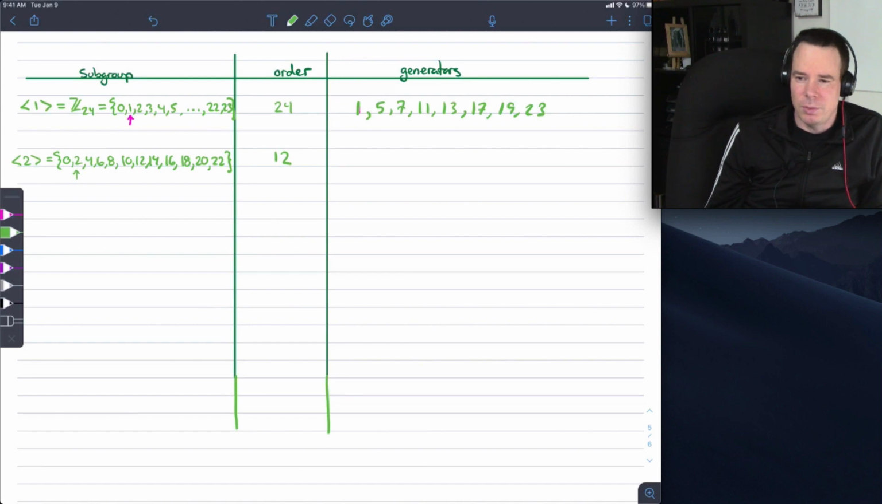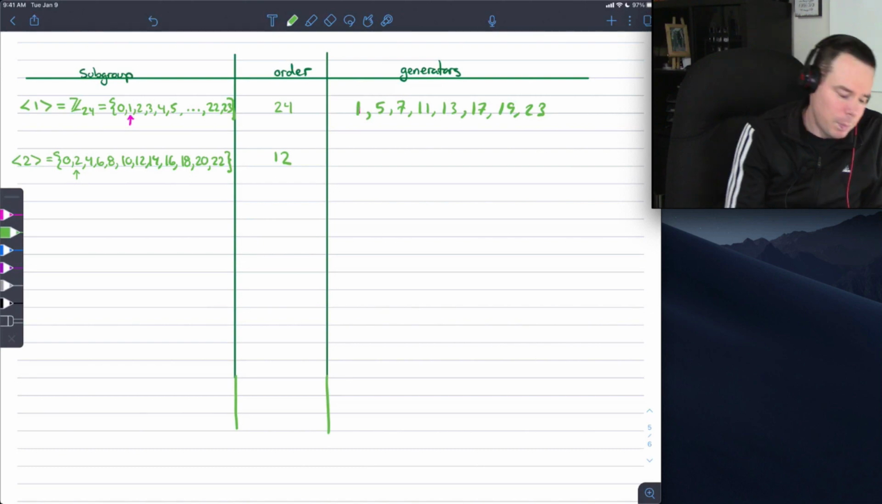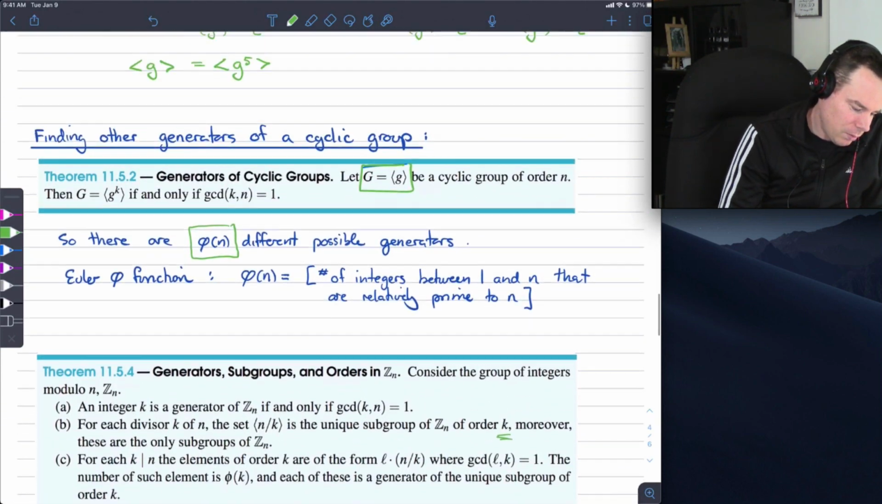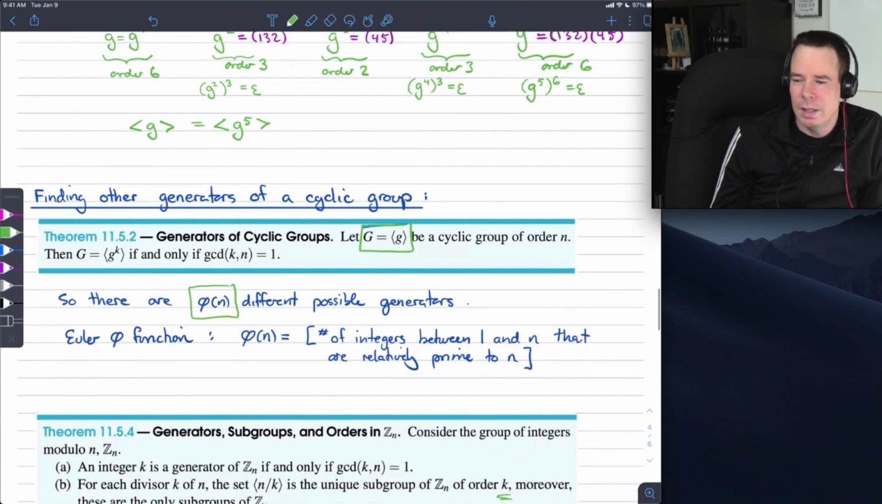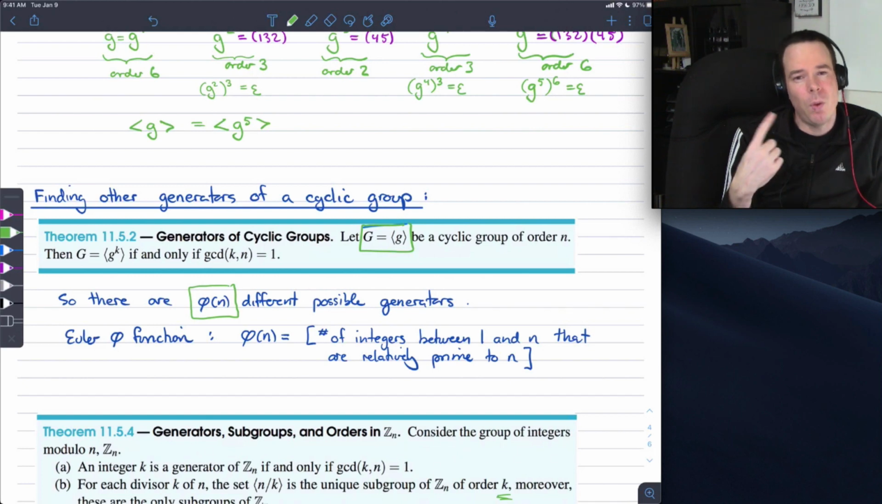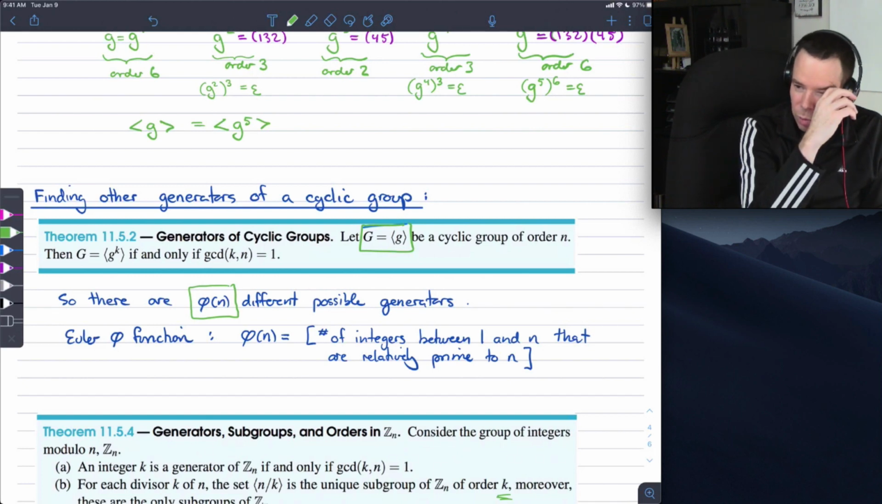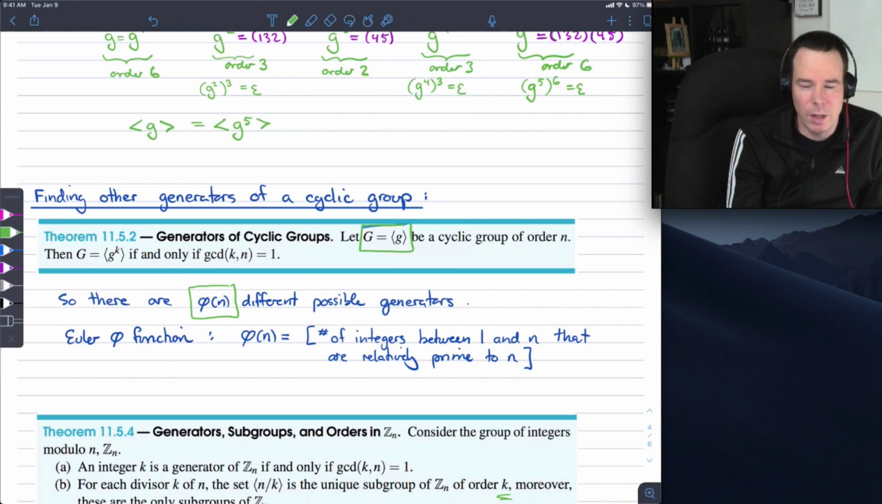Is there another way to generate it? Absolutely there is. Now this is where we have to think, how can I get another generator? Now it's not the numbers that are relatively prime to 12. Why is that? Well, because none of the numbers in my list are relatively prime to 12. But we have to think carefully about this result here, theorem 11.5.2. It says that if I know one generator, I can get all of the other ones by taking the power of that one generator to a number that's relatively prime to, in this case, 12.